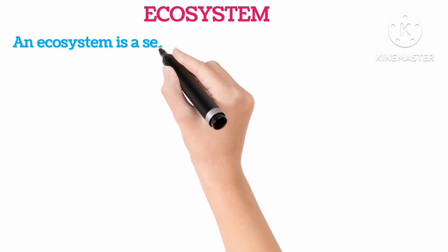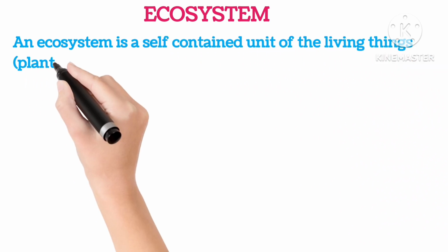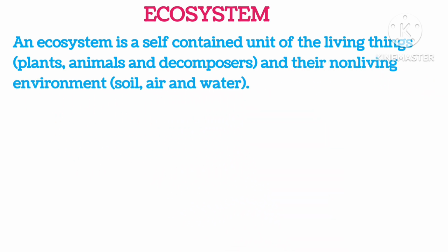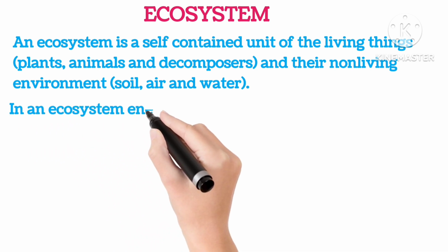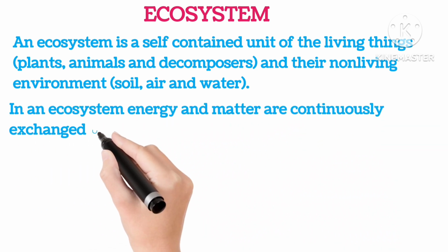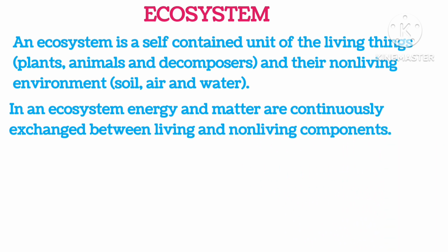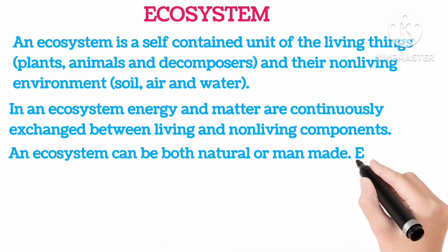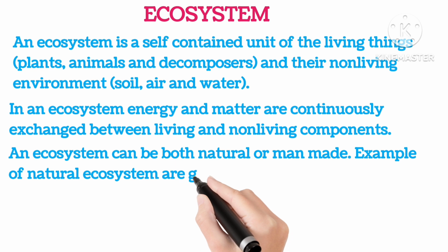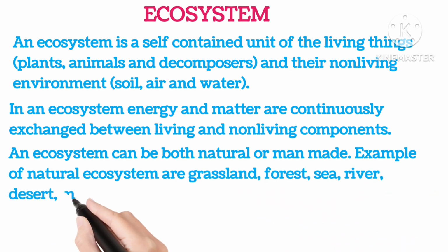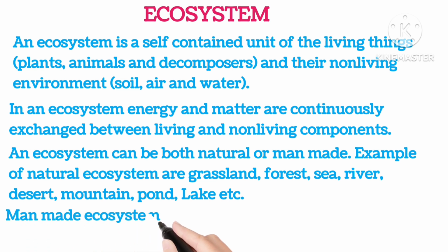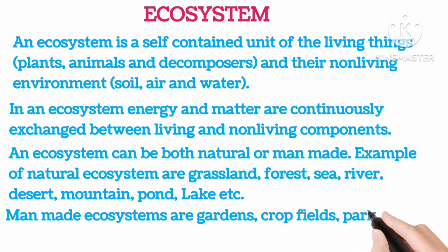Ecosystem. An ecosystem is a self-contained unit of the living things like plant, animals, and decomposers, and their non-living environment like soil, air, and water. In an ecosystem, energy and matter are continuously exchanged between living and non-living components. An ecosystem can be both natural or man-made. Examples of natural ecosystem are grassland, forest, sea, river, desert, mountain, pond, lake, etc. And man-made ecosystems are garden, crop field, park, aquarium, etc.